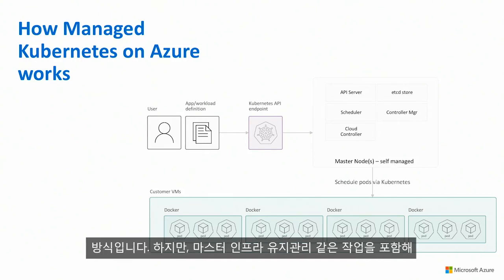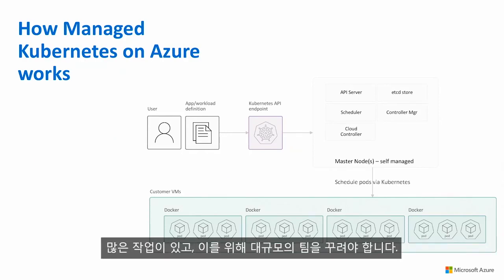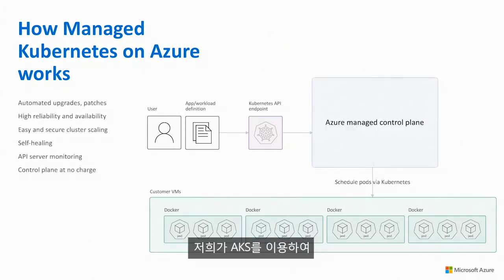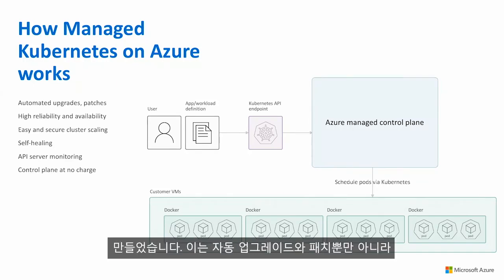This is in fact how Kubernetes works across most IaaS providers, or if you were rolling it on-prem. This is not ideal because there's a lot of work involved in maintaining this master infrastructure. So while you do get the benefits of Kubernetes, there's a lot of work, and you have to staff a pretty big team to make sure that this works in the wild. So what we've done here with AKS is that we've taken all of those hard parts and we've turned that into a managed service, right?